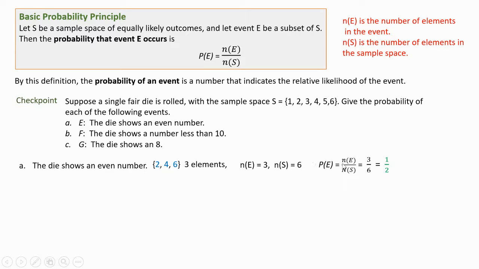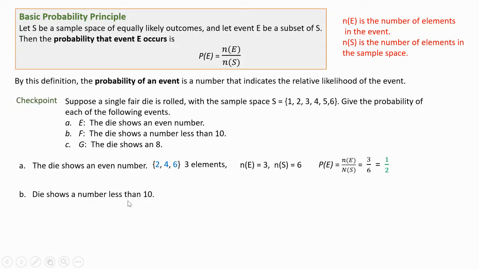So then the probability of event E is equal to the number of elements in E over the number of elements in S, which is 3 over 6, which equals 1/2. This here, guys, should have been a lowercase n. Okay, so that was my bad right there.